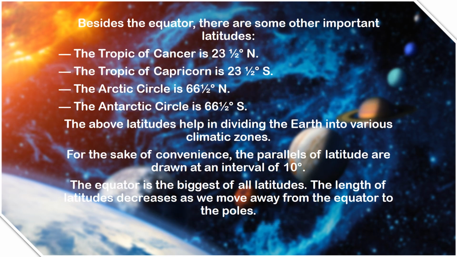Besides the equator, there are some other important latitudes. The Tropic of Cancer is 23½ degrees N. The Tropic of Capricorn is 23½ degrees S. The Arctic Circle is 66½ degrees N. The Antarctic Circle is 66½ degrees S. The above latitudes help in dividing the Earth into various climatic zones.